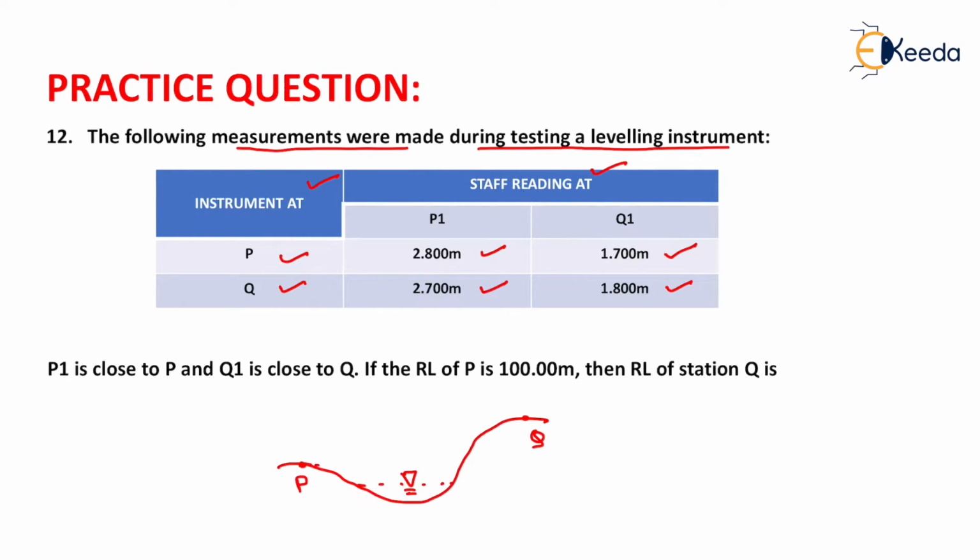Now this is the average differential level between the point P and point Q. We have the RL of P, which is equal to 100 meter, shown here. Now we need to find the RL of Q. So for finding the RL of Q, we need to add the RL of P plus the average differential level between P and Q. Now it is a case of reciprocal leveling.